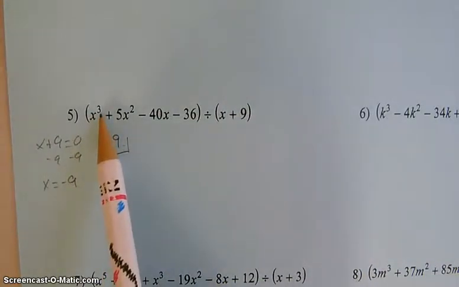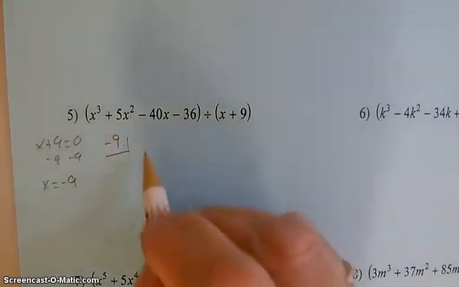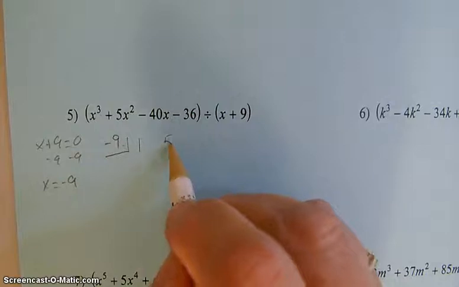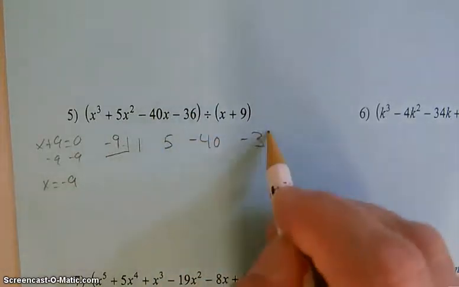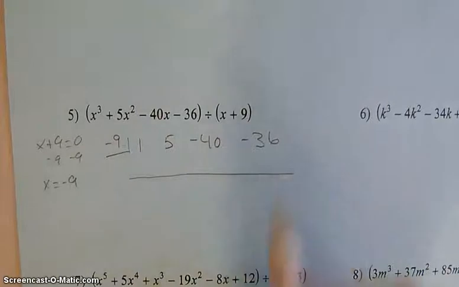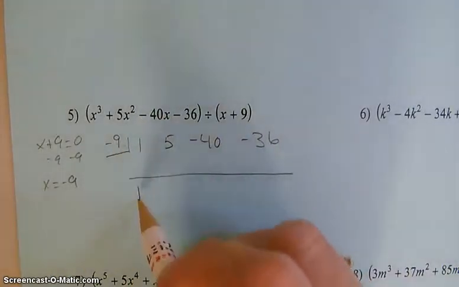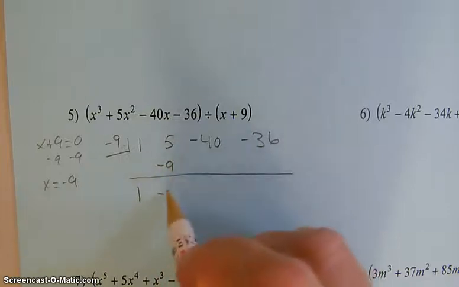So I have x to the 3rd, x to the 2nd, and x, so I'm good, I don't need a placeholder. So then I'm going to use my coefficients. I'm going to put 1, 5, -40, -36. Okay, then we're going to start the division process. I bring down my 1. -9 times 1 is -9. 5 and -9 is -4.